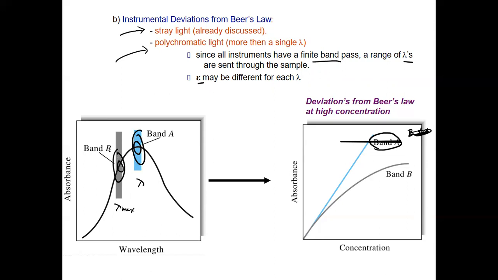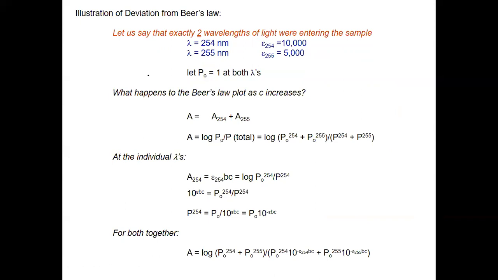Okay, so in this case, we could say the molar absorptivity here is different from the molar absorptivity here, and it's going to give you a different Beer's law, which is a deviation from this at high concentration. Okay, so we can look at this deviation from Beer's law.